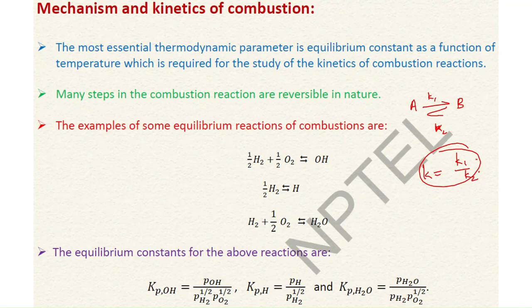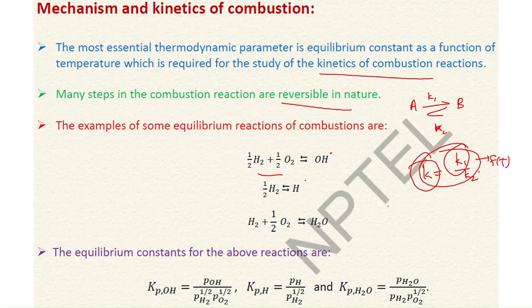Since K1 and K2 are functions of temperature, the equilibrium constant also automatically becomes a function of temperature. But for calculation of K1 and K2, study of the kinetics of combustion reaction is required. Many steps in combustion reactions are reversible in nature. Mostly all the reactions are reversible, but to eliminate the complexity, we consider some of them as irreversible. Some examples of equilibrium reactions of combustion are given here.